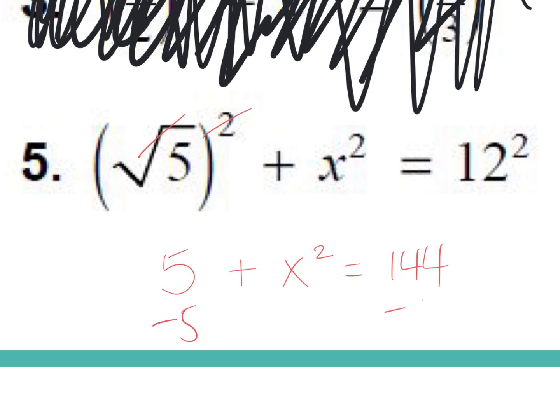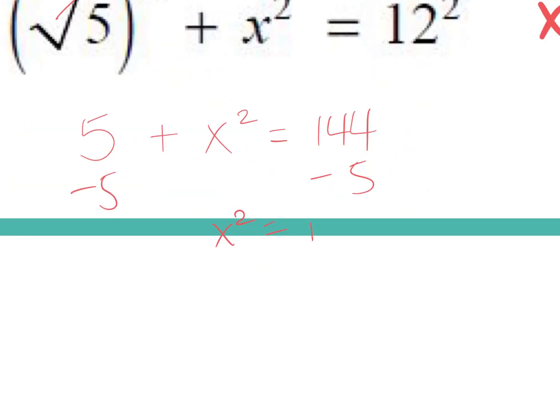How do I solve this? Subtract 5 from both sides. We're going to get x squared equals 139. What do I do after that? Take the square root. You'll be happy to know you will get your best friend on the exam, aka calculator. So take out your calculators.